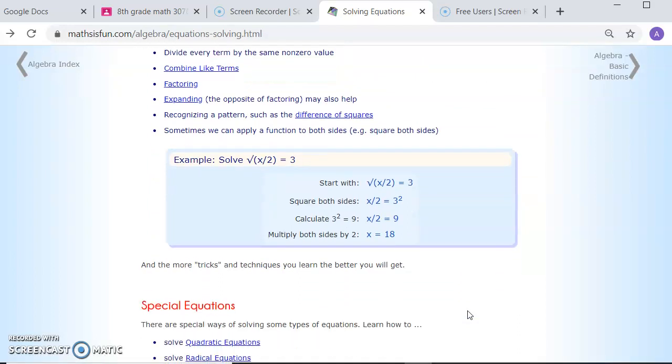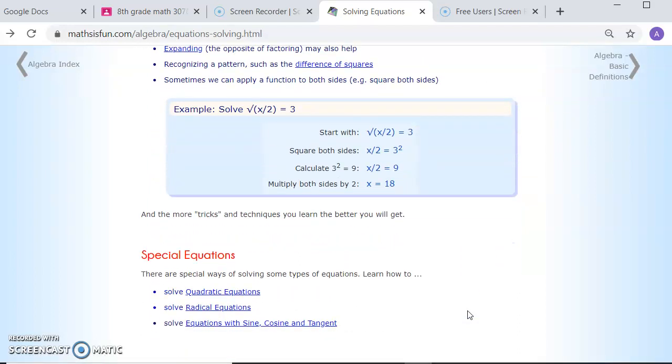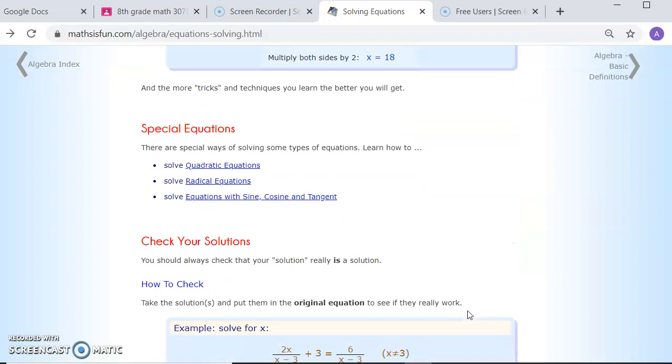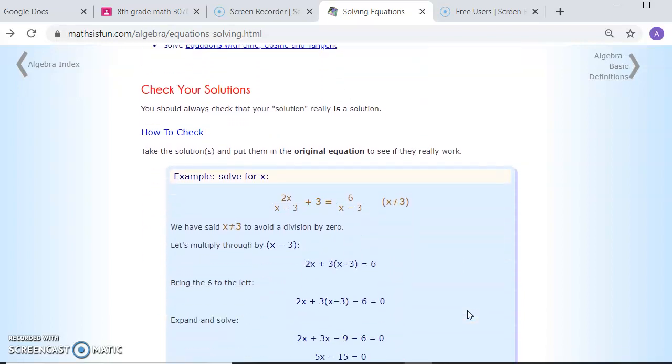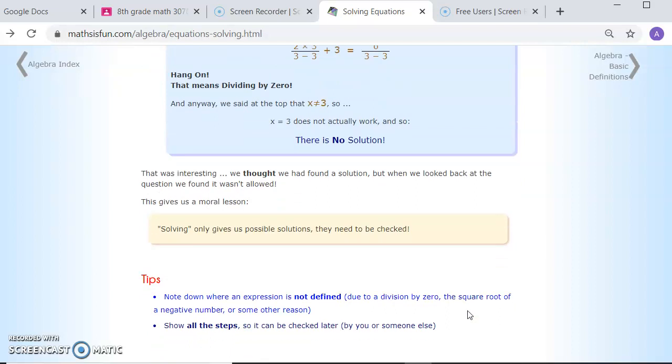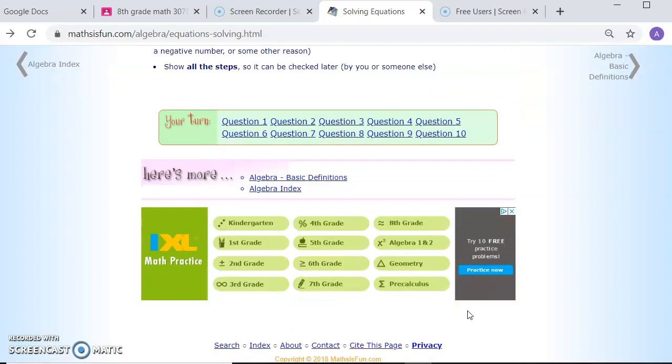Okay, so we haven't done this yet, so we're going to go past. And when we get into algebra, you'll be doing something along this line. And algebra 2, quadratic equations, radical equations, and equations with sine, cosines, and tangents. Okay, so let's go forth. Let's do a few problems, and I want you to go ahead and do these particular problems.